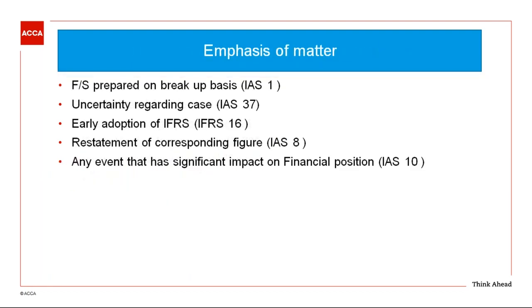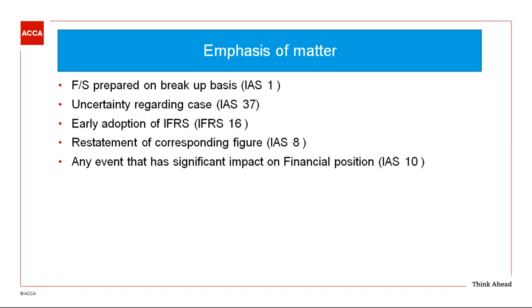So what is emphasis of matter paragraph? What are the components? Emphasis of matter paragraph can contain these things. For example, if financial statements are prepared on breakup basis, according to IAS 1, there was no going concern, and financial statements are prepared on breakup basis, that is properly disclosed by the management in financial statements, but still auditor needs to justify and needs to disclose in its audit report as well. So he can report it in emphasis of matter paragraph.